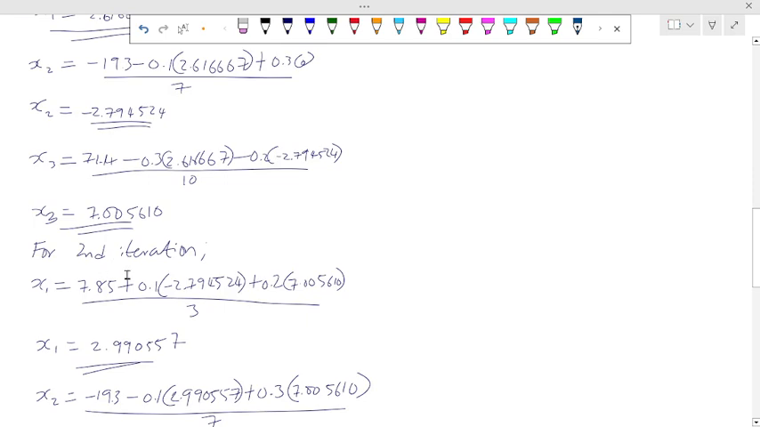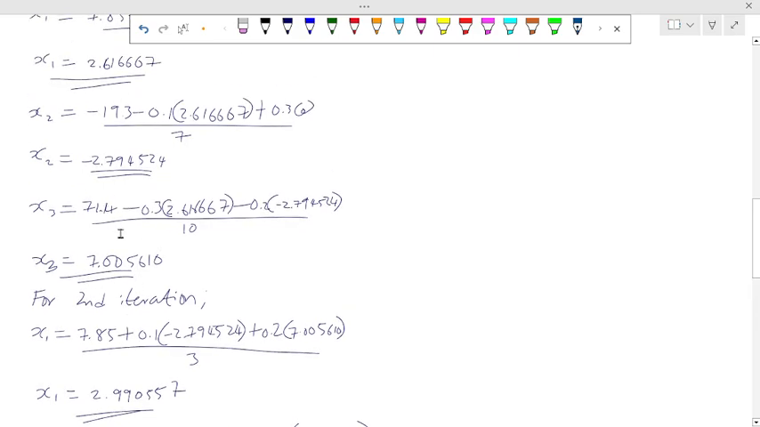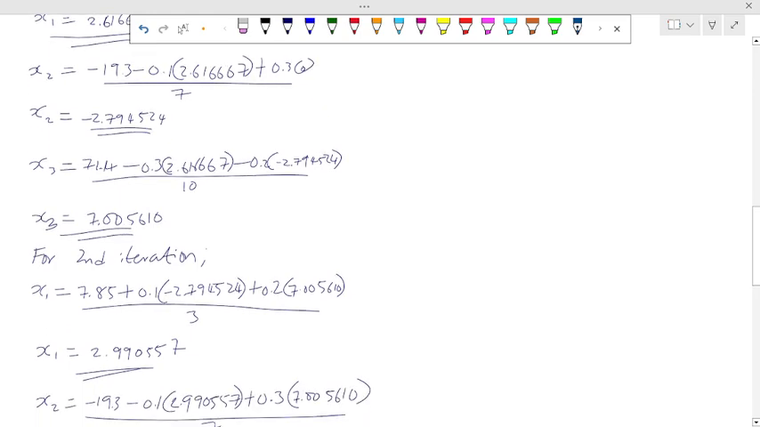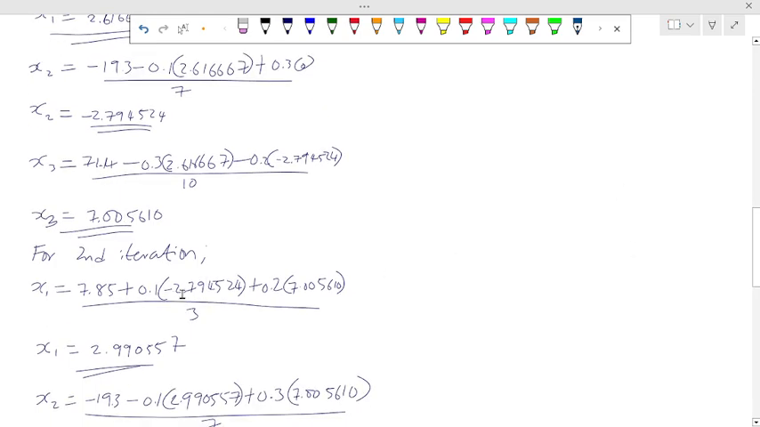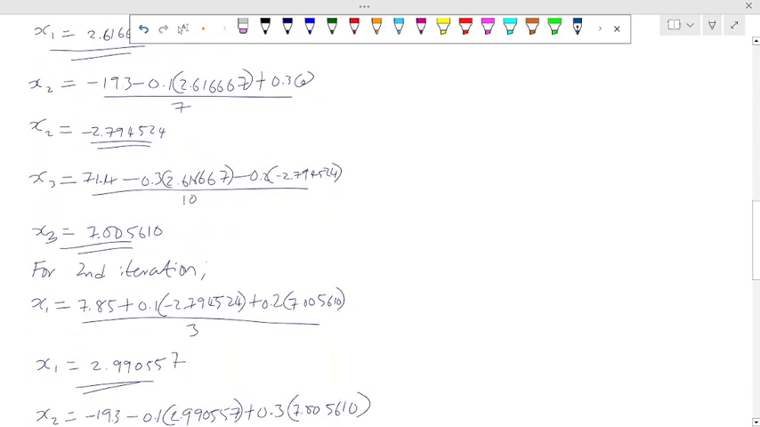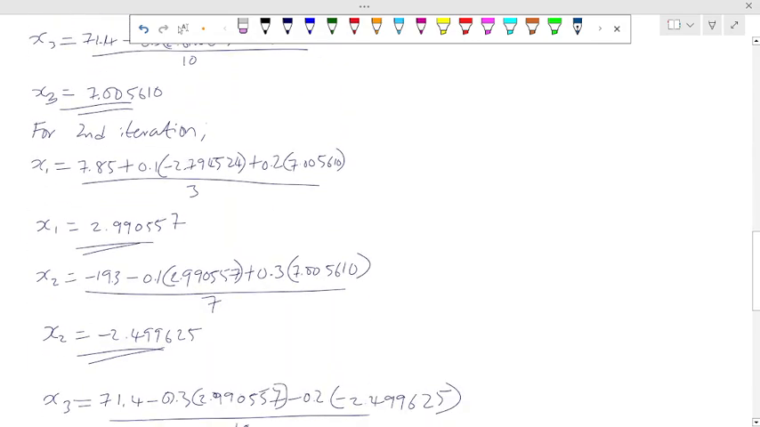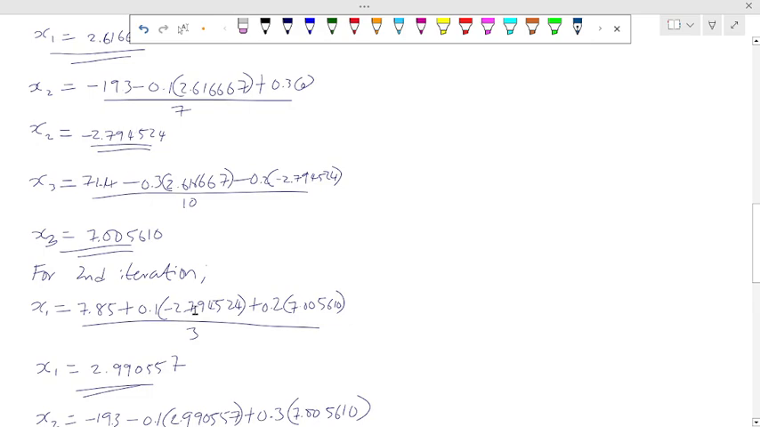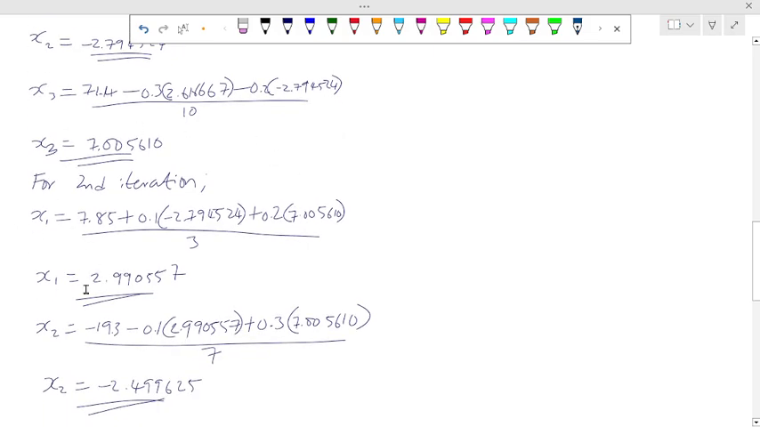We are going to do exactly the same thing. However, we are no longer using 0 as initial guesses, because we now have values for x1, x2, x3. We use this x1 formula all through. For x1, where we have x2 we put this value of x2, and where we have x3 we put this value of x3. So we now have a new x1.